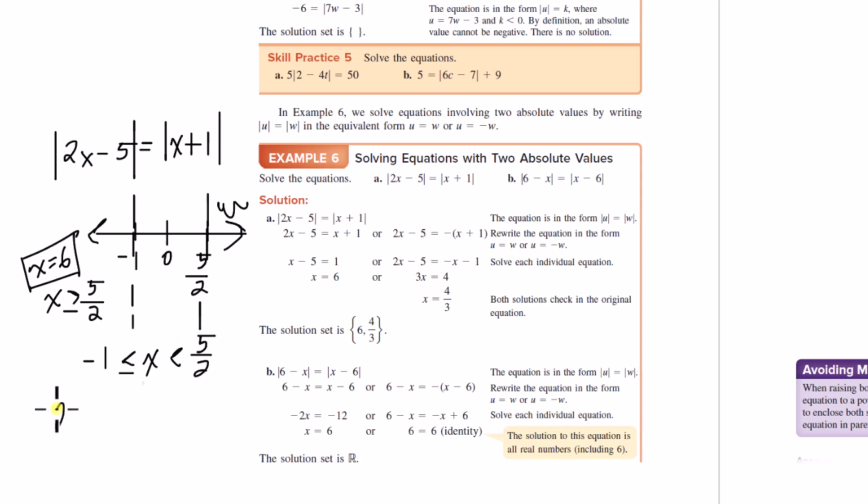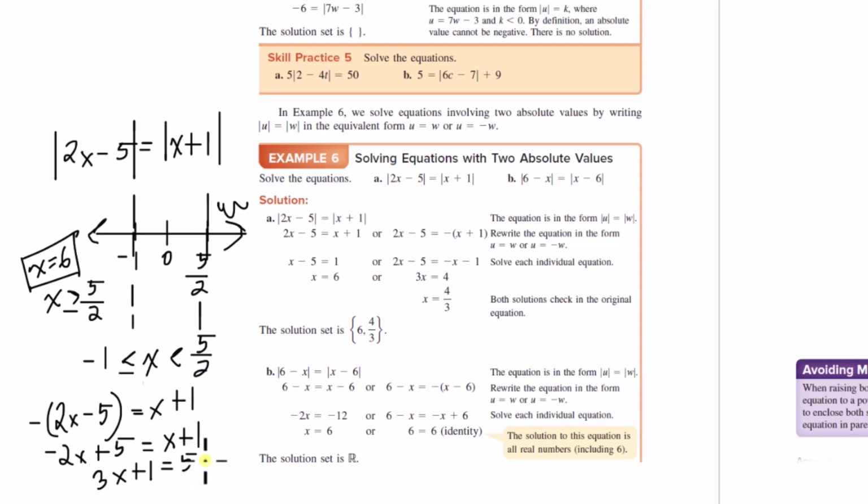So we've got minus 2x plus 5 is equal to x plus 1. Adding 2x to both sides, subtracting 1 from both sides, dividing both sides by 3, x is equal to 4/3. So is that in between here? Yes, it is. So x is equal to 4/3 is going to be a solution.